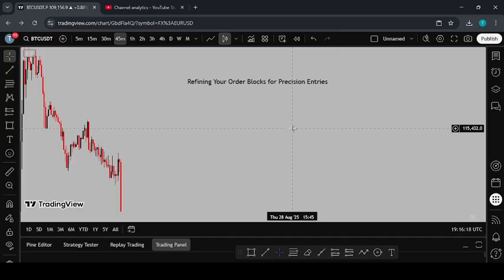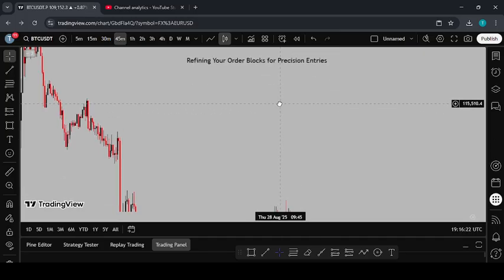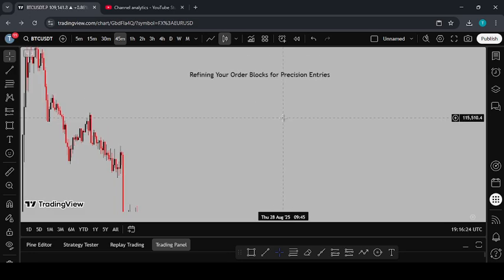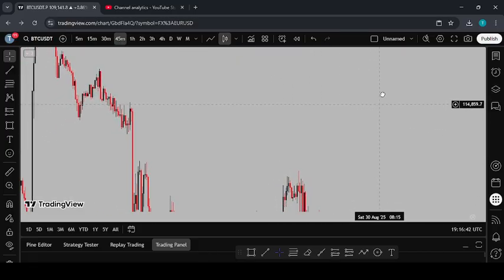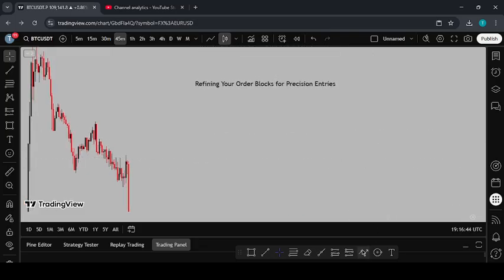So there are several methods that you can use to actually refine your order blocks in order for you to get that precise entry. You want to have a very tight stop loss or very tight risk to reward. Okay, and so these methods would help you. I'll just be giving it up from a trade I took, right?